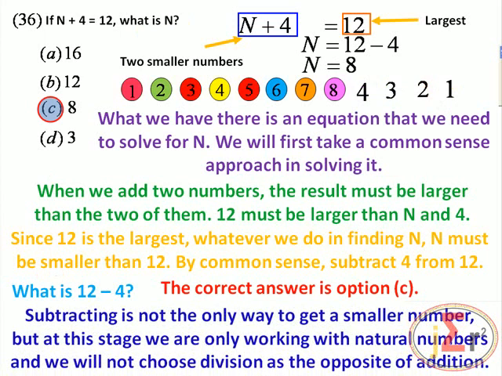Subtracting is not the only way to get a smaller number, but at this stage we are only working with natural numbers, and we will not choose division as the opposite of addition. Because division is not the opposite of addition, the opposite of addition is what, Jerry? What is the opposite of addition? Subtraction. Right, subtraction. So we need to do the opposite of addition in arriving at our answer. We have 12 subtract 4, and the result is 8.